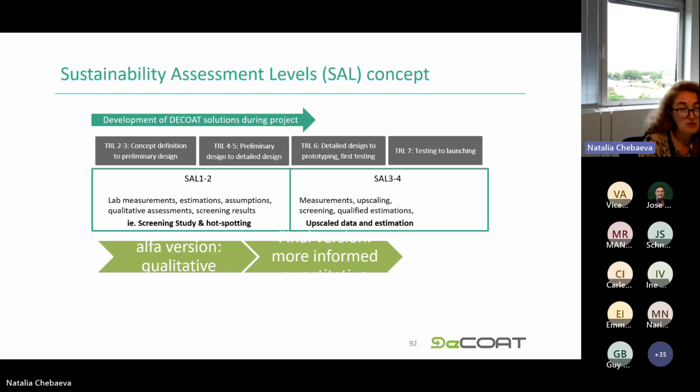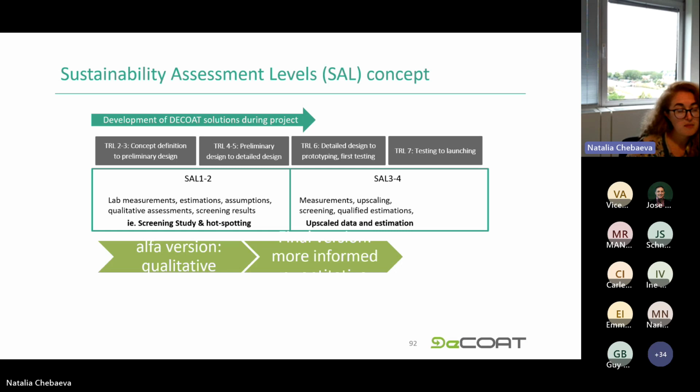So to address this challenge, we resorted to the sustainability assessment levels concept, which basically matches the technology readiness level with the sustainability assessment levels that are possible and reasonable to apply at each of the stages of the development. So for the early stages, TRL 2, 3, 4, 5, it is possible to do some simple checklists, hotspotting, screening studies, and for the further development, we can already get more upscaled, high certainty data and introduce some quantification into the assessment.